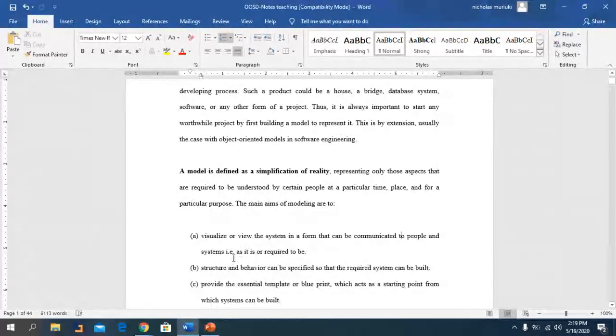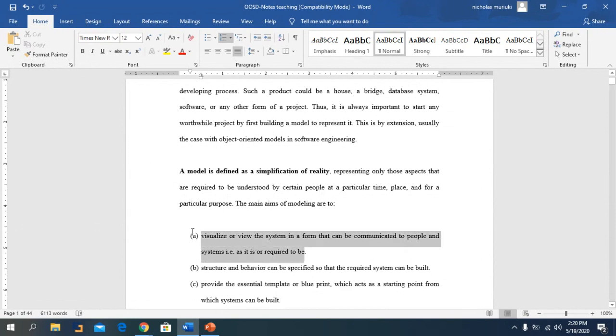But the moment you are coming up with a structure that will be used by the person who will be building this house, it becomes what you call a blueprint. And that is one of the advantages that we will still look at. So that's why we are saying the aim of modeling is to allow visualization, or to view the system in a form that can be communicated to people, and the system as it is or as it is required to be.